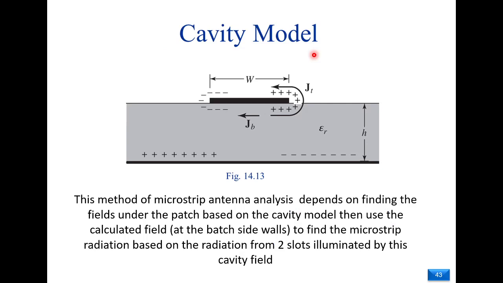Here we come to the second method for modeling microstrip antennas, which is the cavity model. In this modeling method, we model the microstrip on top of a reference ground plane as a cavity. We studied the cavity in microwave engineering before, and from the cavity model we can find the electric and magnetic fields underneath the microstrip. From the fields at the edges, or the boundary, of the microstrip, we can then use this field as radiation from an aperture and use this data to model the radiated field from the microstrip.